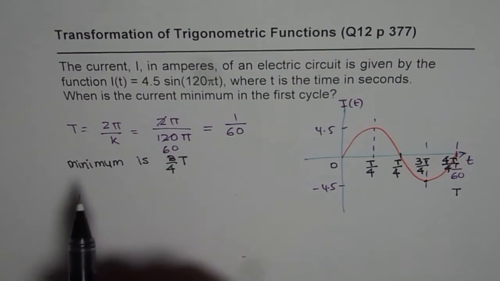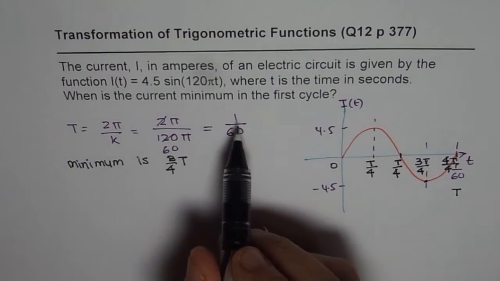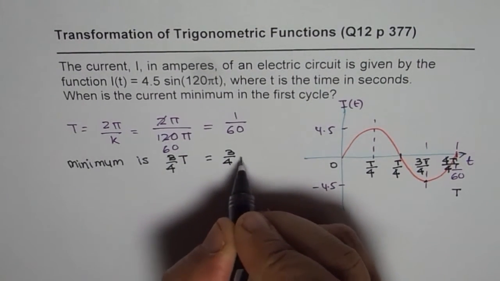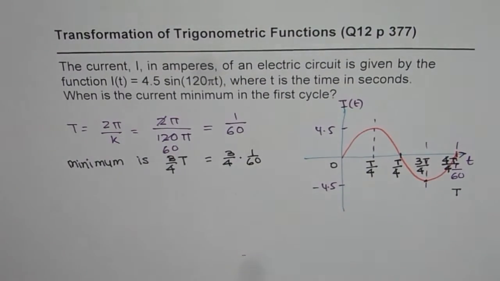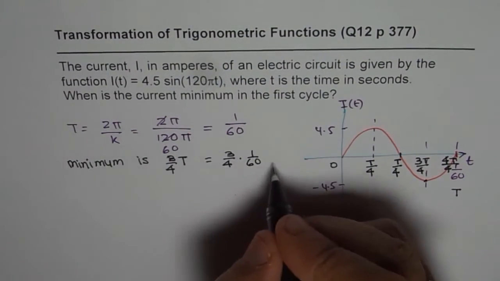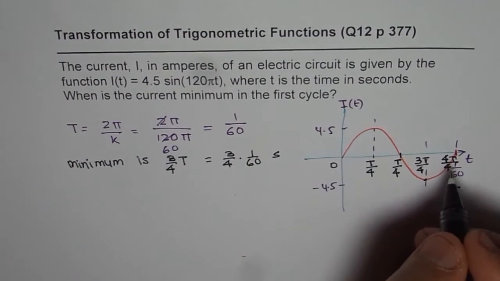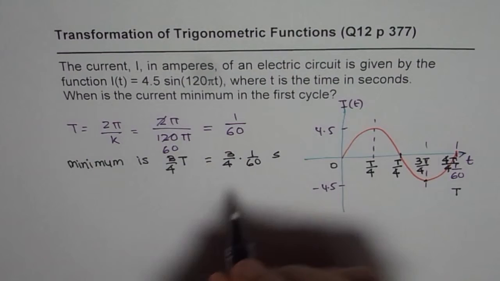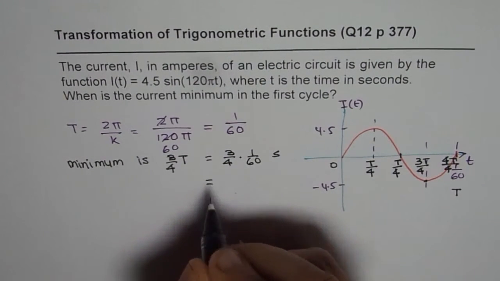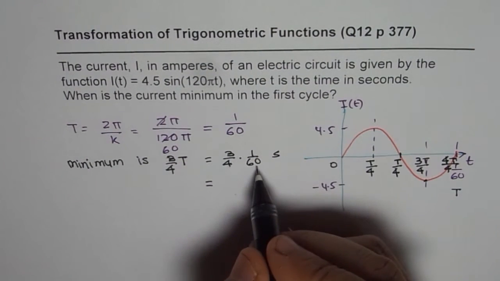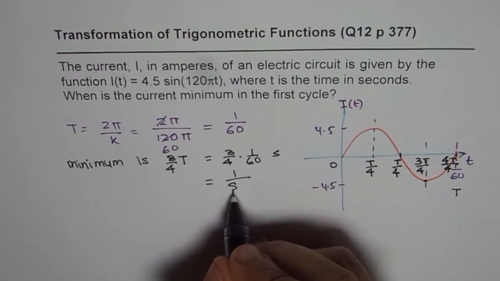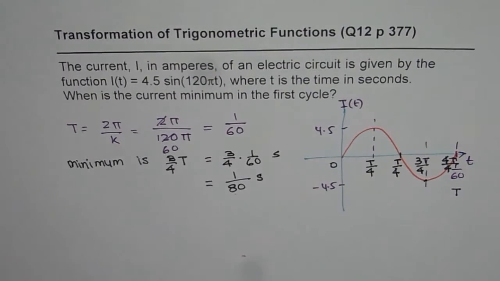Now in this case, the time period is 1 over 60, and therefore the minimum will be at 3/4 of 1 over 60. The units are seconds. So in the first cycle, it is going to be at this point, which you can write as equal to 3 over 4 times 60; we can divide 60 by 3 to get 20, so you get 1 over 4 times 20, which is 1 over 80th of a second. So that is the time when you will have the minimum.